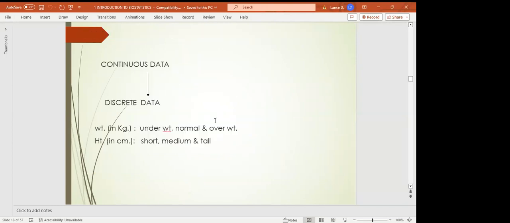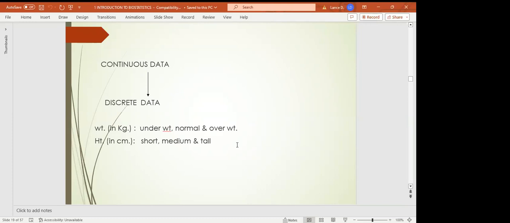Okay, so continuous and discrete: with weight, you could be underweight, normal weight, overweight; with height, you could be short, medium, tall. What this is saying is that even for continuous data, we can break it down into discrete data. Good. So if you have the height of persons over time, which is continuous, you can take that information and say, okay, at this point this person was short. At this point, they were medium height. And at this point, they were tall. So you're able to break down continuous data into discrete data.